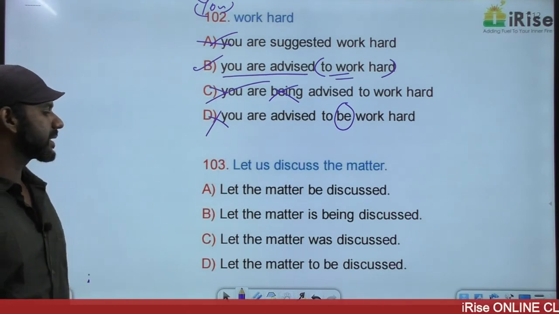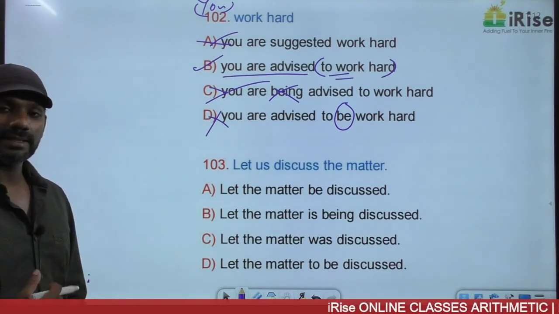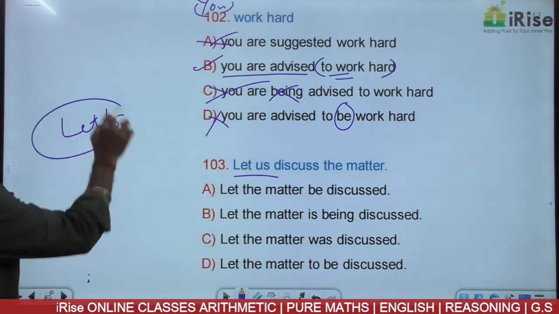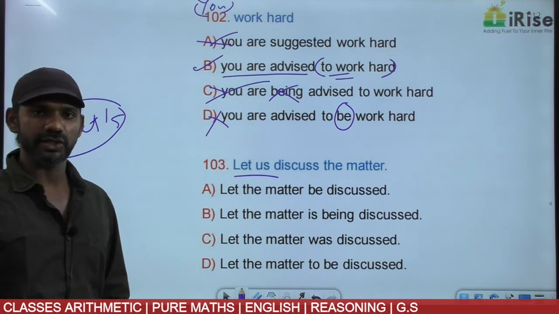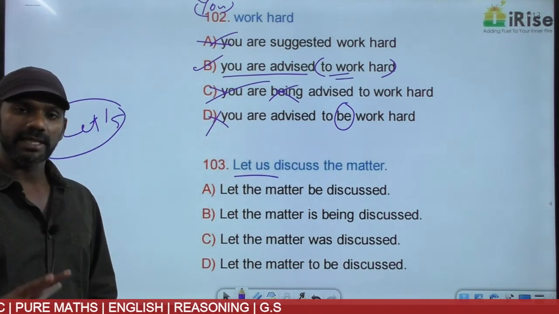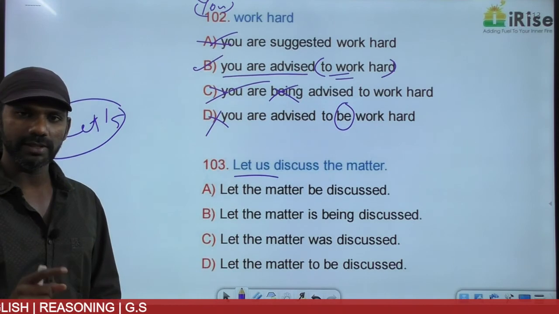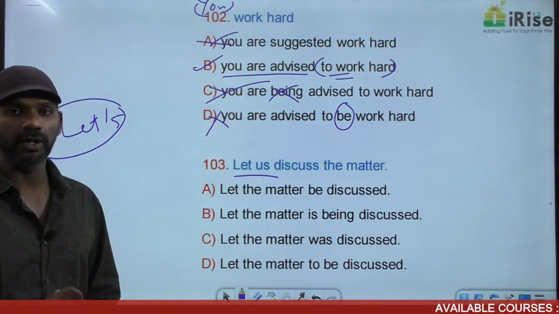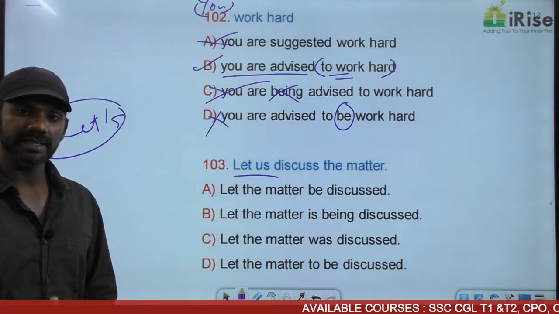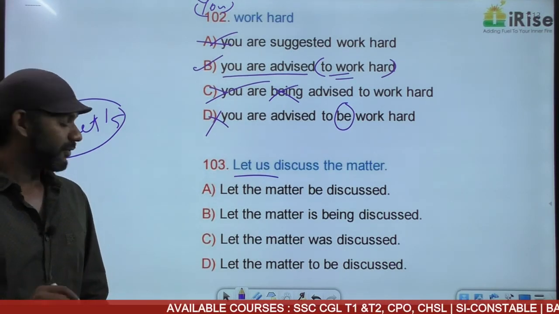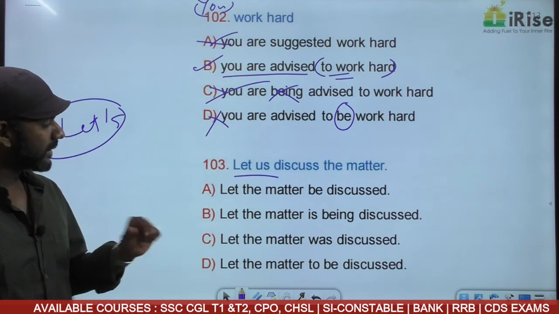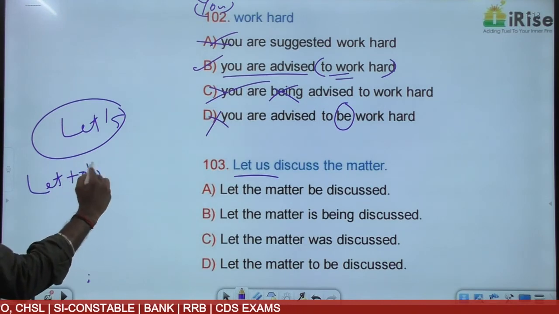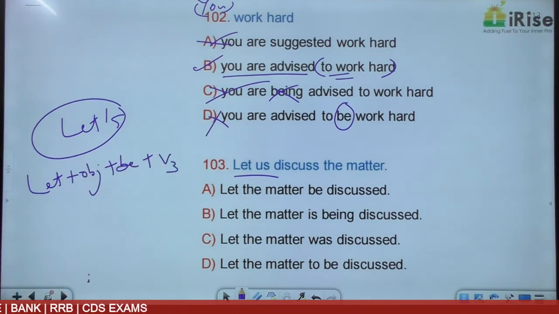Let us discuss the matter. This is a suggestion. Let us is the same as let's. As we discussed, let's is for a suggestion. A suggestion can be in two forms in the passive voice. One is let plus object plus be plus V3, the same as that of an order. The other one is it is suggested that, followed by should. Only one order is given in the options, and that order is let plus object plus be plus V3.